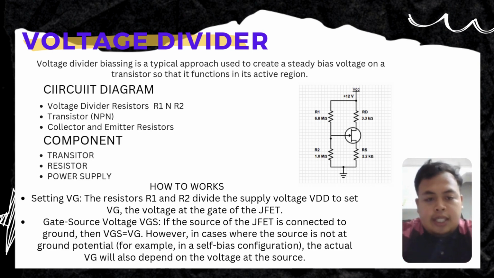The last point is about the components. We have three: transistor, resistor, and power supply. For the transistor, we have NPN like BC547 or PNP BC557. The resistors R1 and R2 create the voltage divider, along with RC and RE. RC is the collector resistor, RE is the emitter resistor for stability and to set the emitter current. The last is the power supply. Power supply VCC is typically a DC supply, 9 volts or 12 volts, depending on the resistor rating.